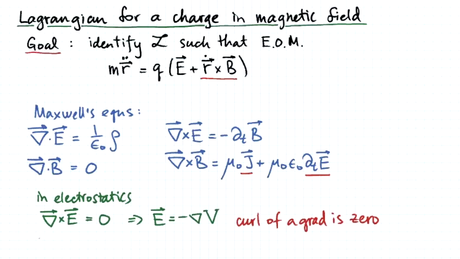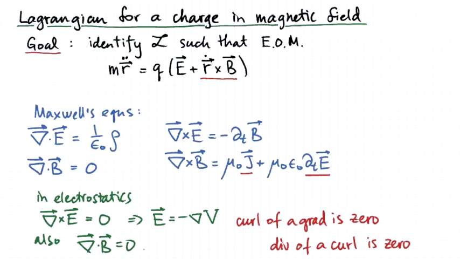Similarly, since the divergence of magnetic field is always zero, we can use another fact from vector algebra that divergence of a curl is zero. So that means that we can always represent magnetic field as a curl of vector potential. Let's denote it A.